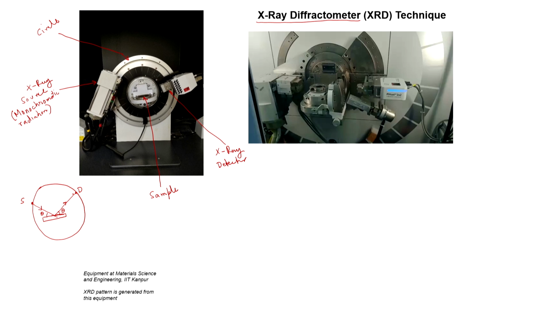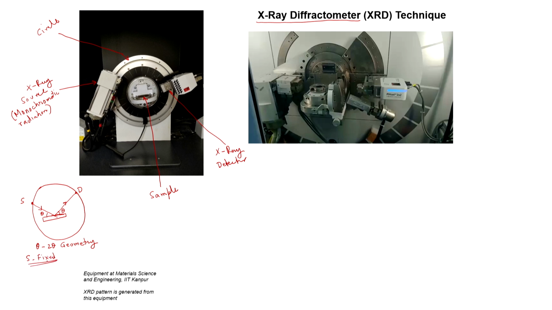Now, one thing that we can do is what is called the theta to 2 theta geometry. Here the sample and the detector are rotated. The detector rotates about this circle, the sample rotates about its axis in the center, and the source is kept fixed. So, S is fixed here.